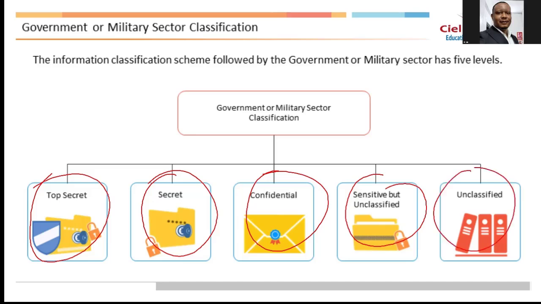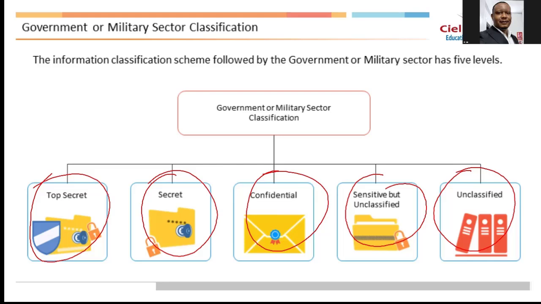Then we now have unclassified information. This is information that is not sensitive and has no risk if disclosed. These are usually made available to the general public, things like government reports, press briefings, and press releases. The information is freely available, maybe on a website or a notice board, and it doesn't require any special handling or protection. All of that falls under the definition of unclassified. So it is quite necessary to understand this, especially for the purpose of the exams.